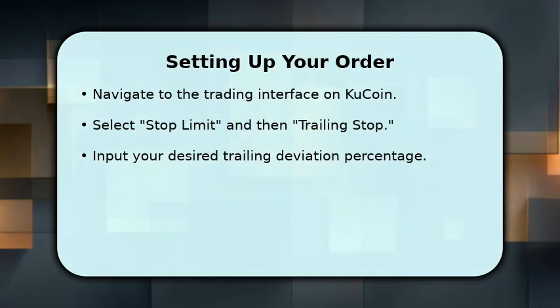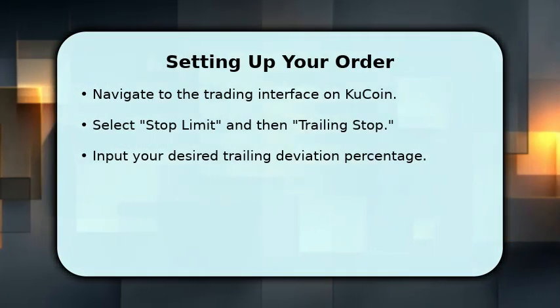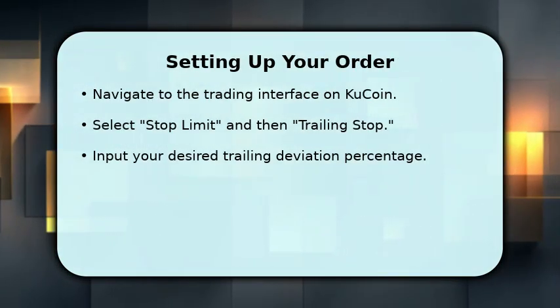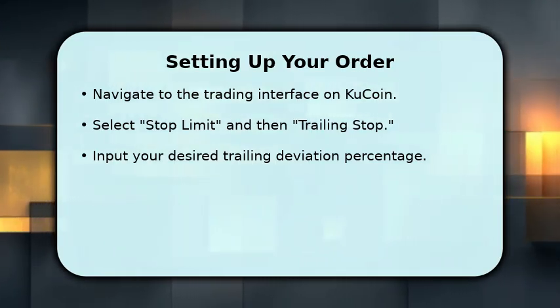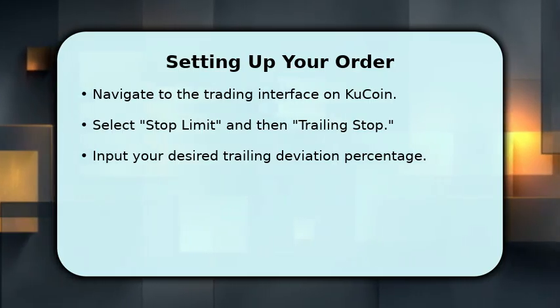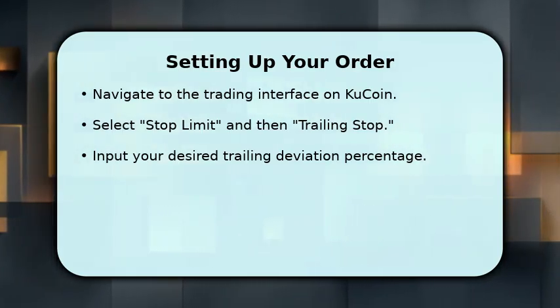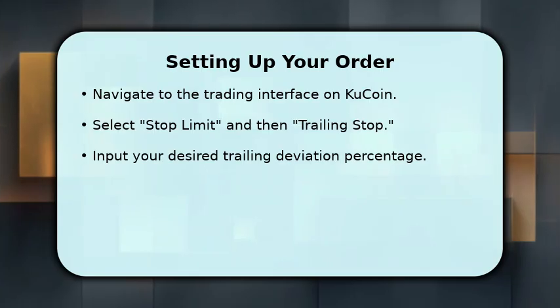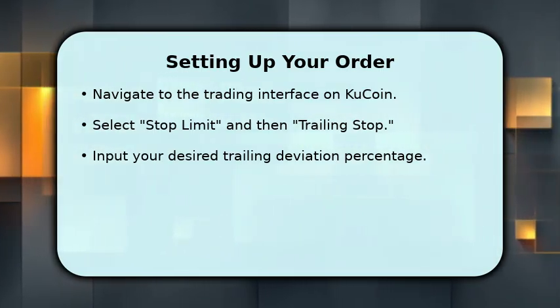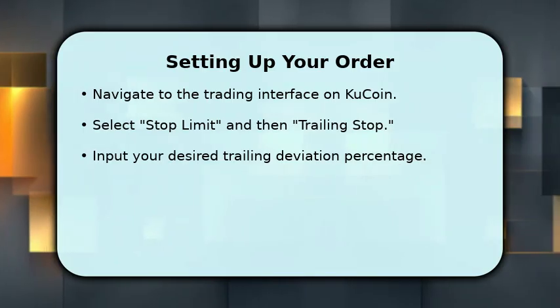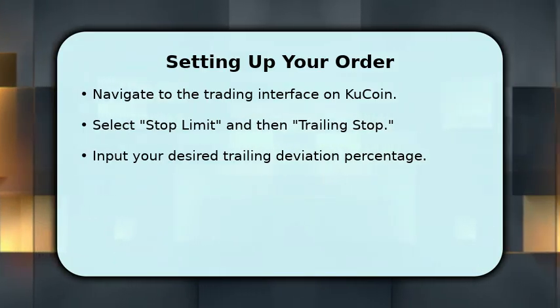effectively. To set up a trailing stop loss, first log into your KuCoin account and go to the trading interface. Choose your desired trading pair. Look for the stop limit option, then select trailing stop. You will need to specify a trailing deviation and an activation price. These two key parameters determine how your order will behave, so understanding them is crucial for effective use.